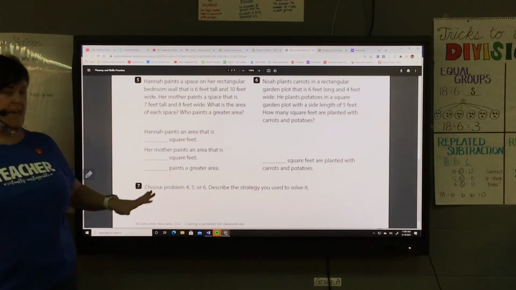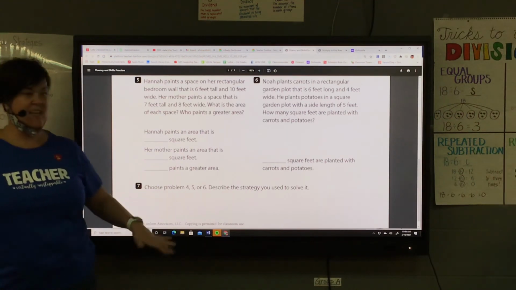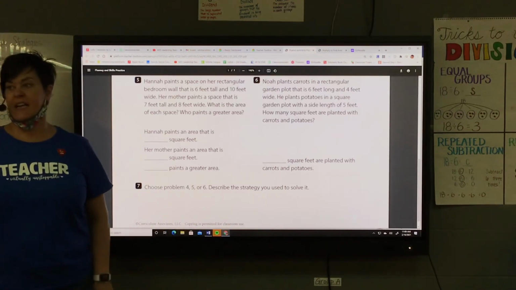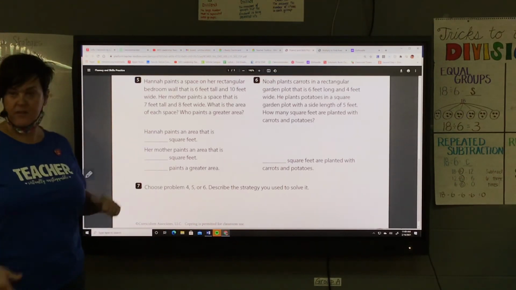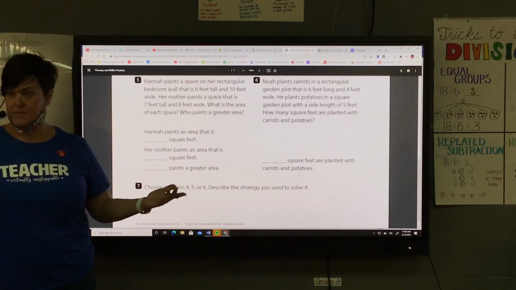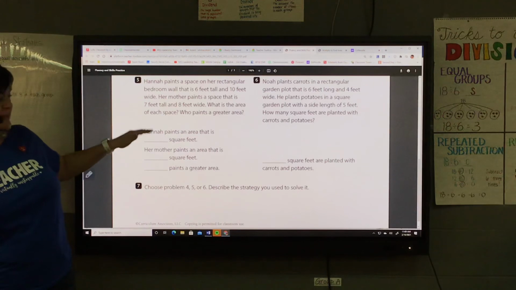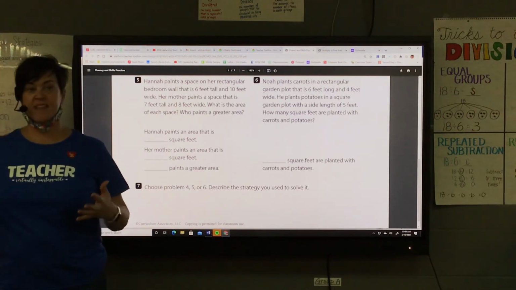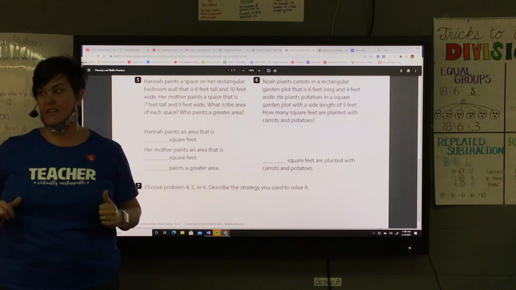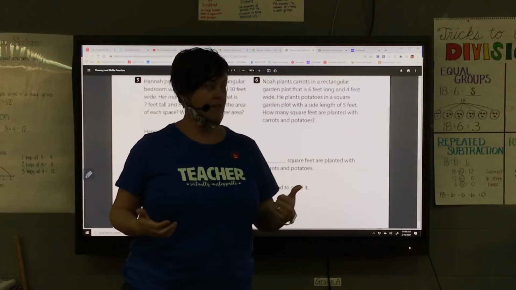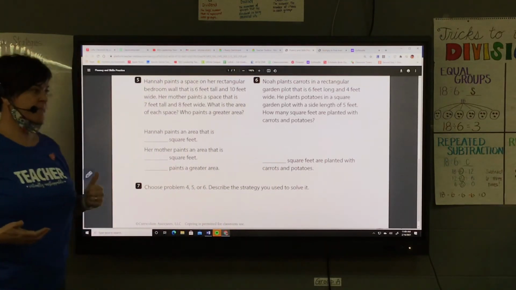On this last line, blank paints a greater area. You're putting either Hannah's name, Hannah, or Mom. Once you solve for those 2 areas, you'll write the name of the person that has the greatest area. The greatest area means the biggest number, right? Raylyn, are you listening?